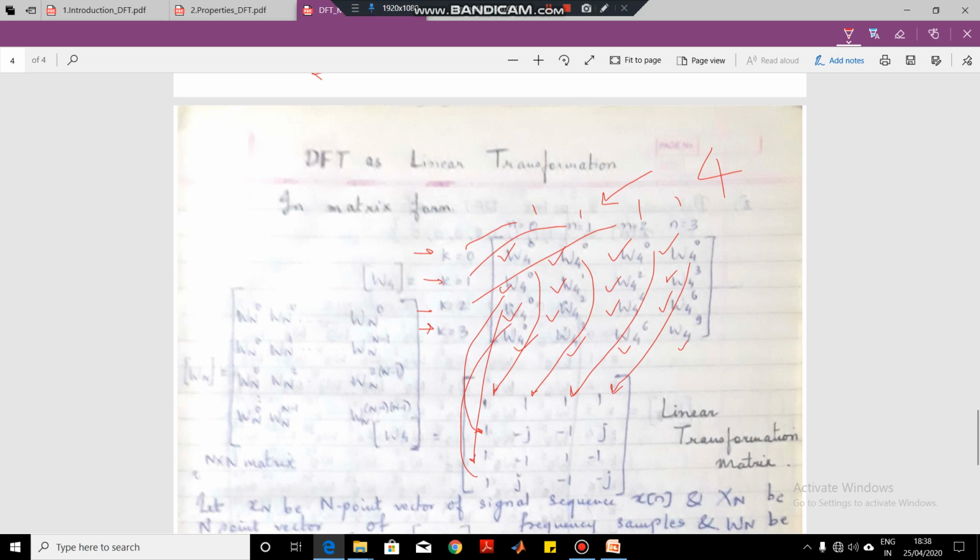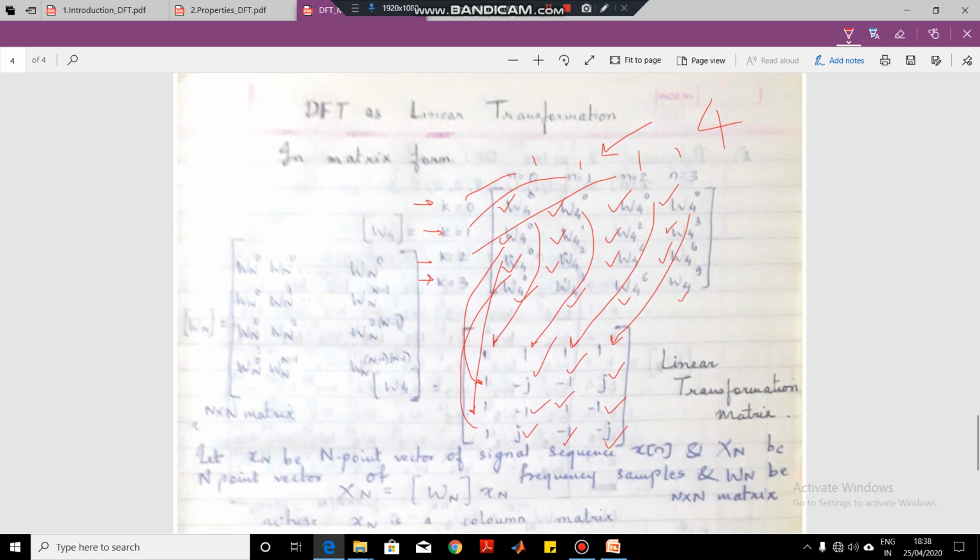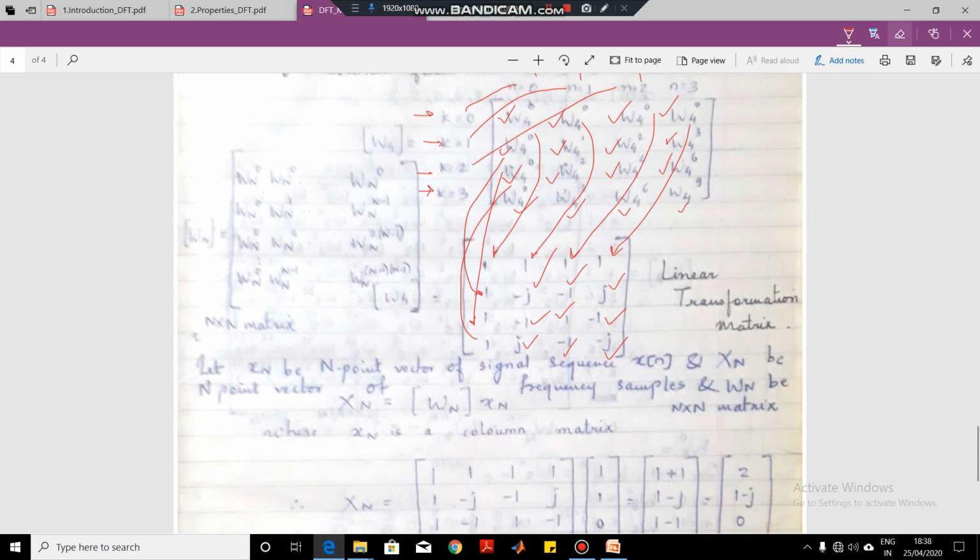And what is the value of W4^1? It is minus j. Then this is minus 1, this is plus j. Then minus 1, 1, minus j, j, minus 1, minus j. Whatever values of the twiddle factor we get, we go on substituting them. So this is what we get. We call it the twiddle factor matrix. Now this twiddle factor matrix is used for computing the DFT.